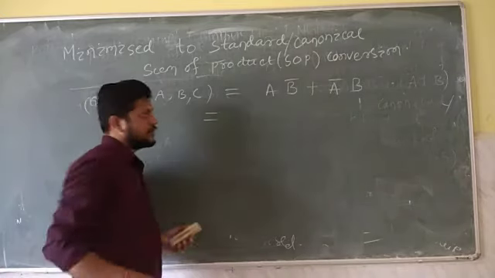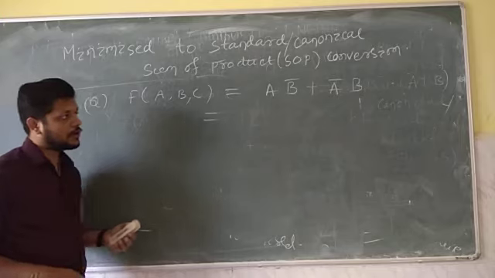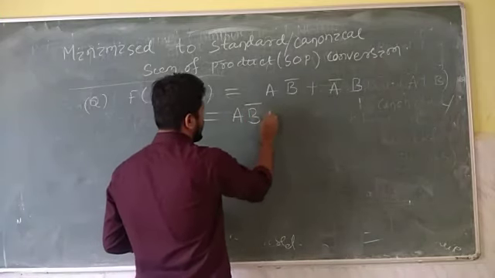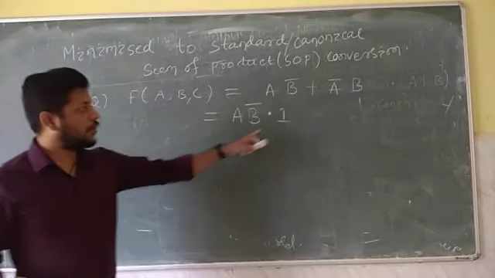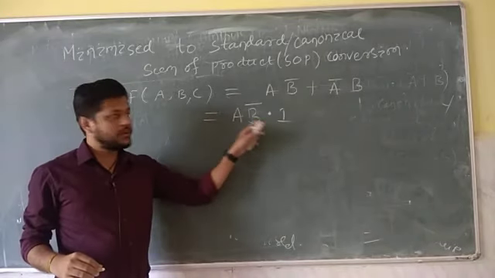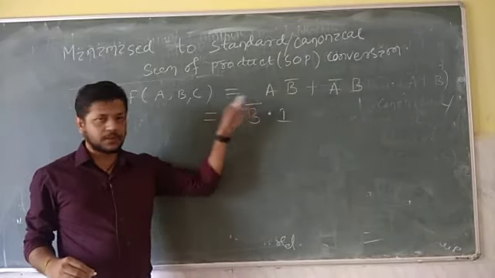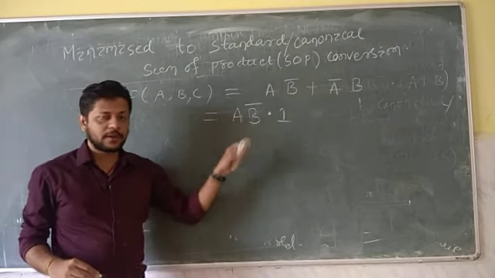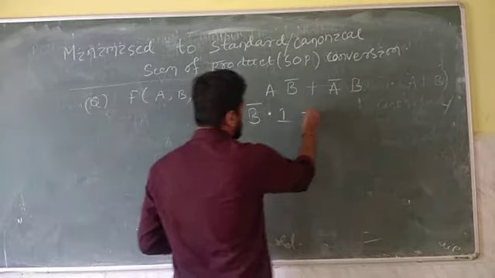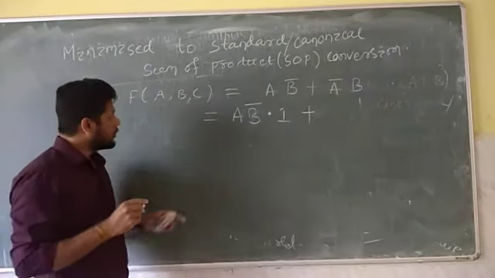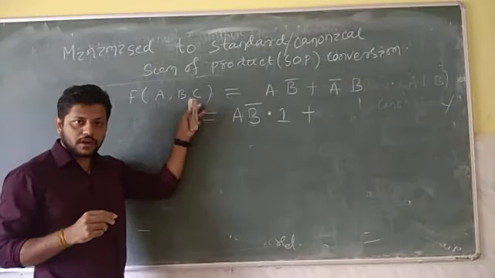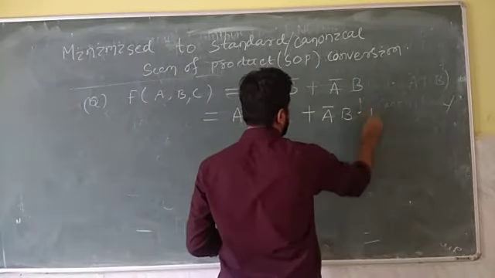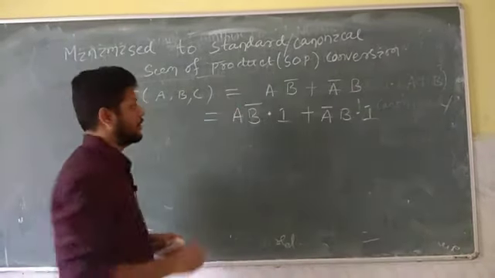If this type of expression is given, A B bar or A bar B, which term is missing? We write here A B bar dot 1. Why am I writing dot 1? Because I know that ANDing with 1 doesn't affect the expression. If I AND with 1, there will be no change in A B bar. So A B bar dot 1. Why only one term? Because only one term is missing here. Again, A bar B dot 1.